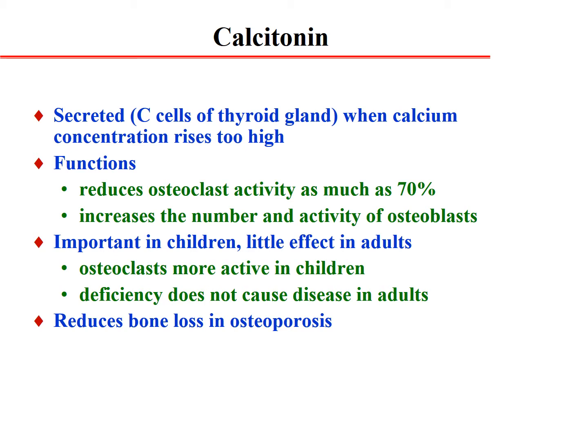The function. What is the function? Basically, the function is to reduce the osteoclast activity by as much as 70%, especially during childhood, where there is an increased number and activity of the osteoblasts as well. It's very important in children, and in adults it does not have too much effect. Relatively, the osteoclasts are more active in children, and any kind of deficiency that could occur in the elderly doesn't have any significance or importance. There is no disease caused by hypocalcitonemia, and it reduces bone loss in osteoporosis relatively.